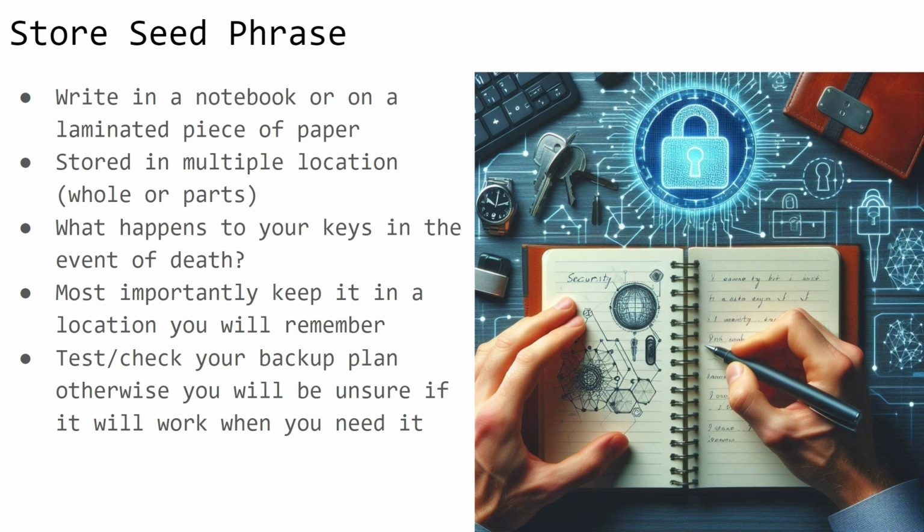You should also have a death plan, so what would happen to your keys in the event of your death. You can include instructions in your will, but don't list your seed phrase directly, as probate will make this public information. But your best bet is to make someone that you trust aware that you have a seed phrase.